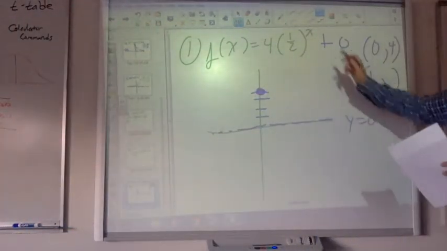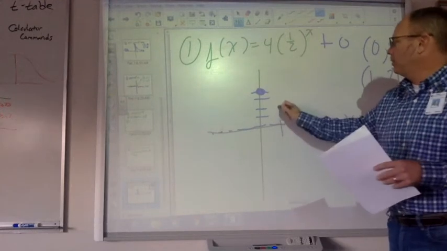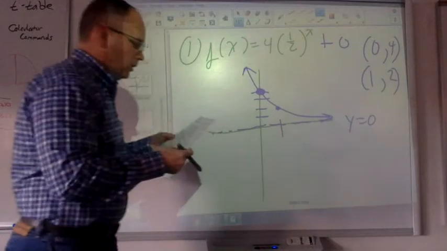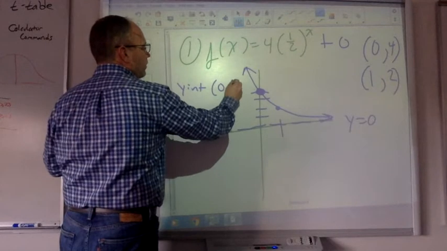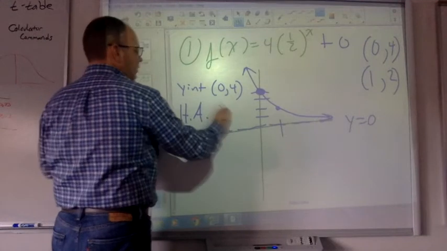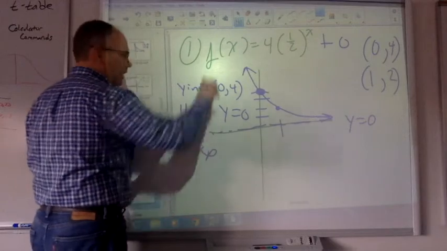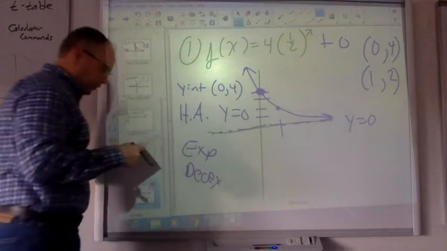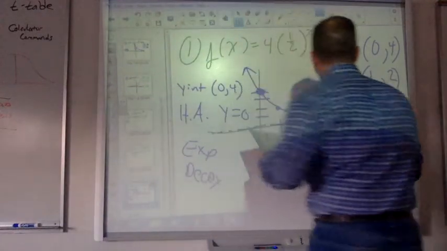Plug 1 in. 1/2 to the first is half. Half times 4 is 2. So I get 1 comma 2. So this is what this graph looks like. Okay, so let's answer things. The y-intercept answer is, you could have had 0, 4. Horizontal asymptote, we'll refer to that as HA, is y equals 0. It's an exponential function. It is decay because it approaches my asymptote. What is the average rate of change from 1 to 2?